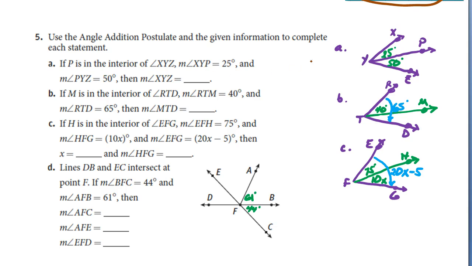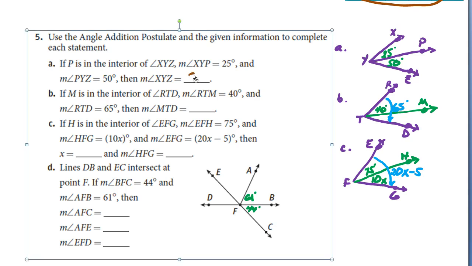Angle XYP is 25 degrees. I labeled that here in green. And angle PYZ is 50. I labeled that here. Find the measure of angle XYZ. So I want the large angle, and I have those two numbers to work with. I think that's 75 degrees.